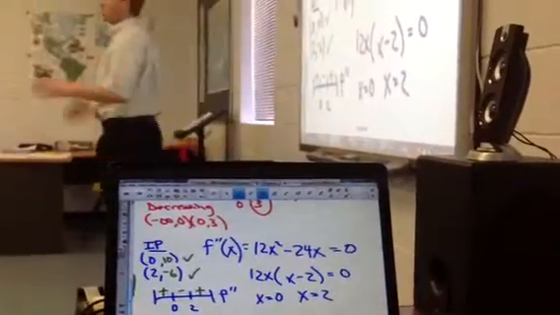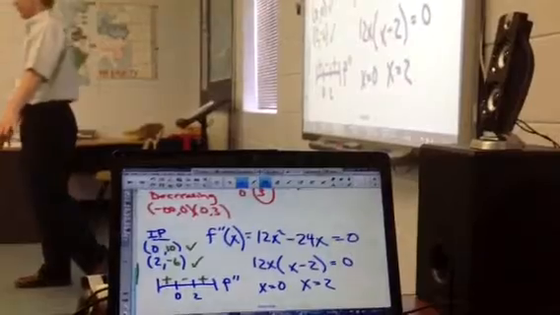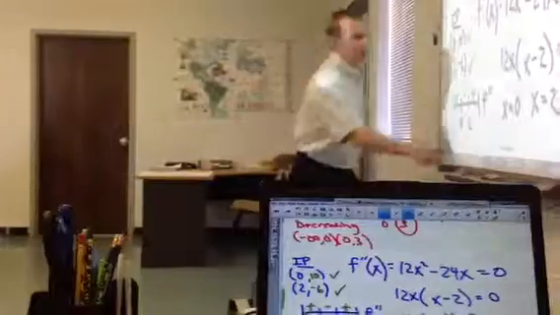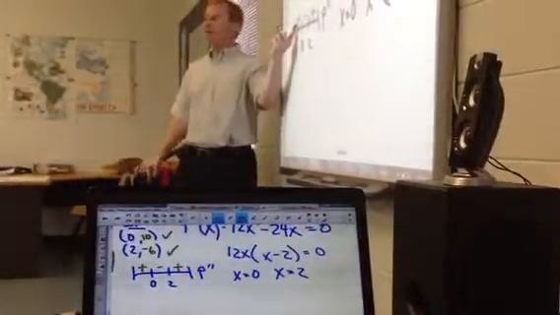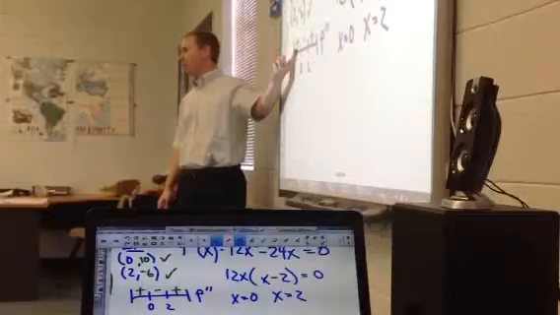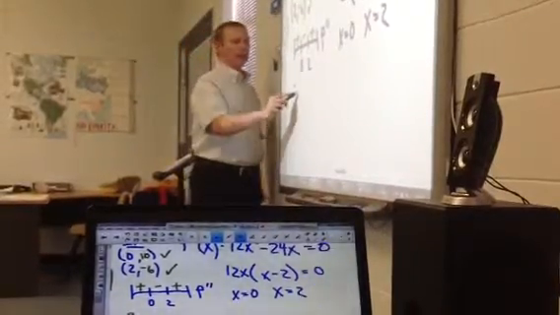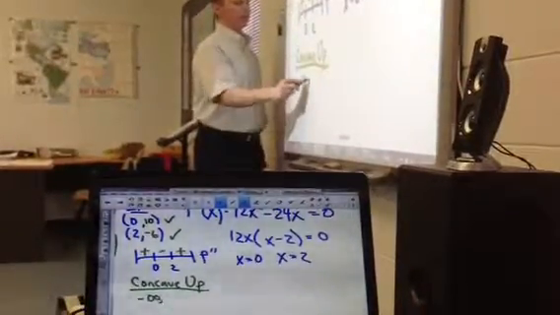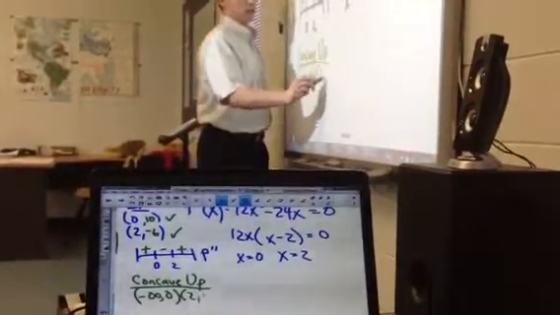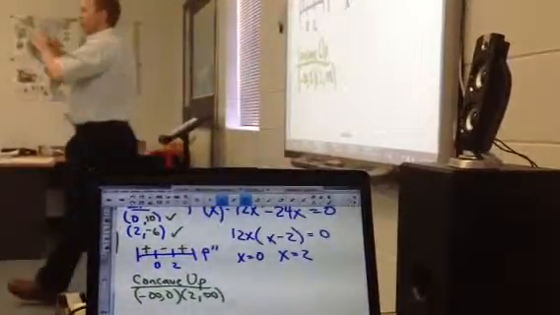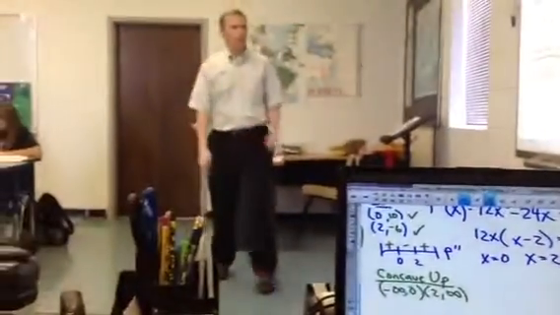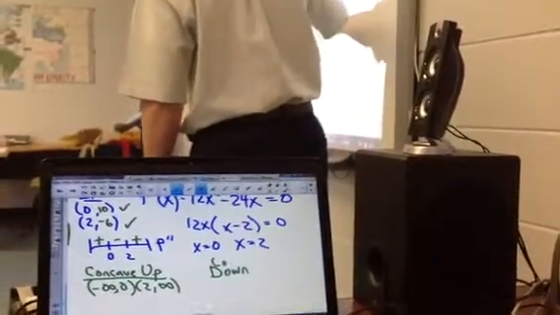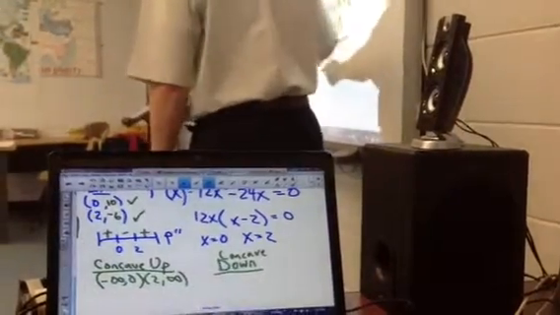I don't label them as maximums or minimums, because that's not what we're doing here. What we're doing is trying to figure out where the graph is concave up or concave down. Whenever the second derivative is positive, our graph is concave up. So I'm going to say concave up from negative infinity to 0 and from 2 to infinity. These are intervals of x, not ordered pairs. We will be concave down from 0 to 2.